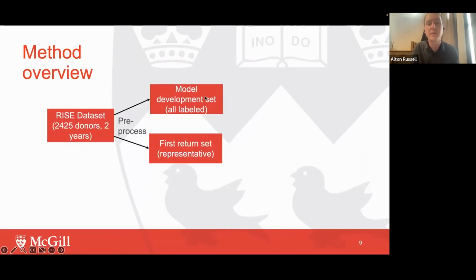But this is kind of because we're missing these donations that we don't have the ferritin for. This is going to change the distribution of outcomes from what we really see in real life. So I also have this more representative first return data set, which I also created in pre-processing.